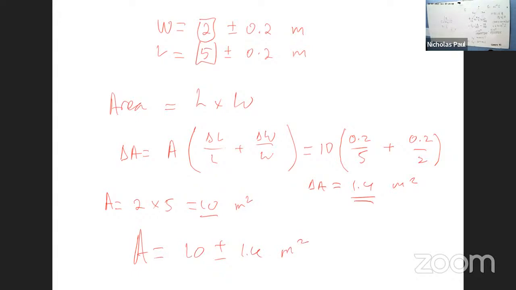What would happen if you had W squared? What would I do? Square the error? W squared means you have W times W, so you add on another fractional error. Okay? Copy down. Let's try a few.